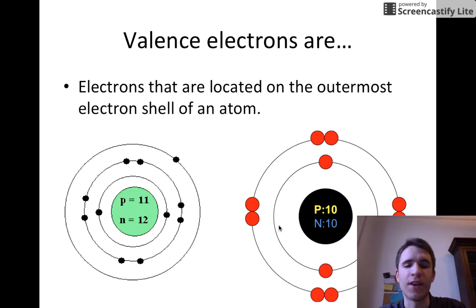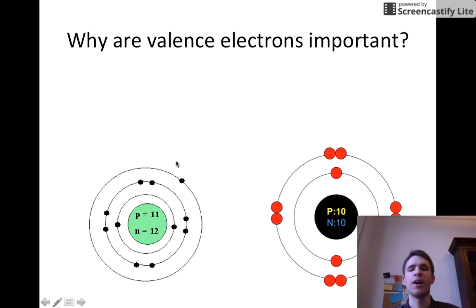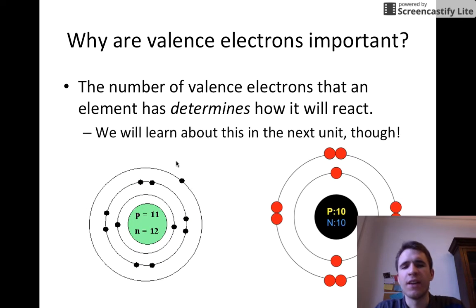All you have to do to figure out valence electrons when you're looking at the Bohr model is count how many electrons are on that outermost ring. Pretty simple. Why are they so important? The number of valence electrons that an element has determines how it will react. You don't need to know how this works yet. We're going to learn about that in the next unit. Just be aware that the reason we learn about valence electrons is because they're really important to determining how atoms react with each other.